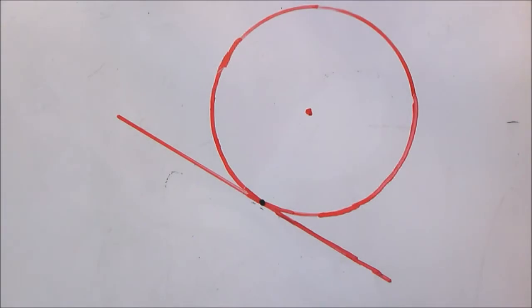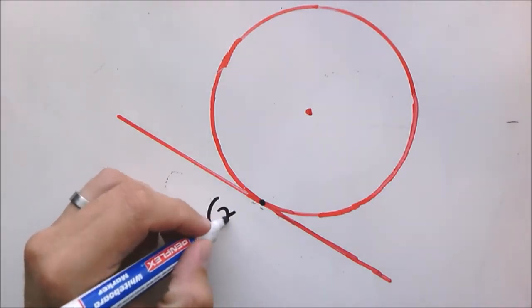Let's look at how to calculate the equation of a tangent to a circle. We normally would ask the question in the following format. Calculate the tangent to the circle, then give you the equation of the circle. They say at point, and then they give you the coordinates of where the tangent touches the circle.